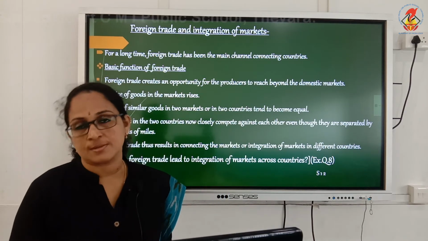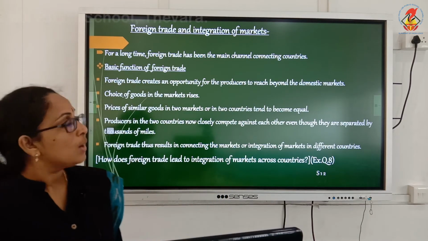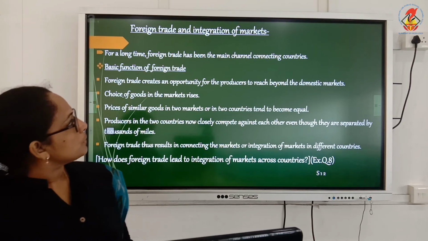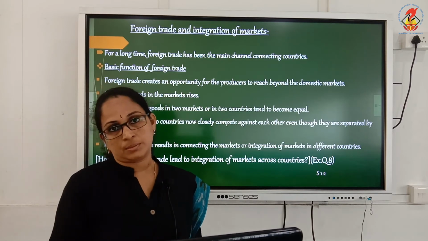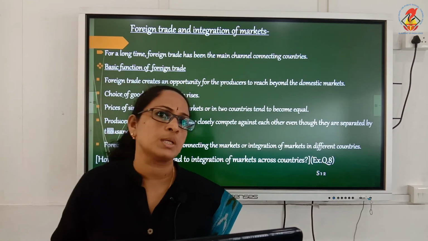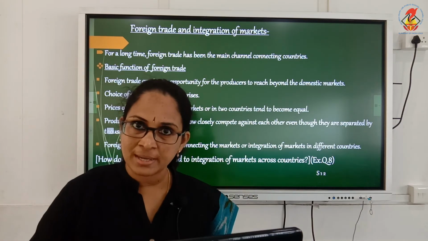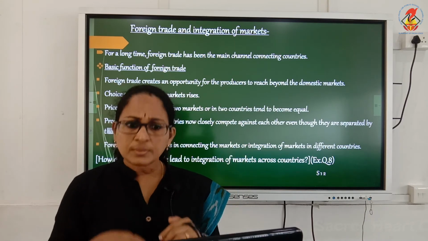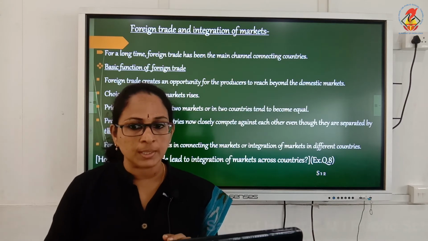Coming to the functions, to understand this topic we need to explain the functions of foreign trade, children. Foreign trade creates an opportunity for the producers to reach beyond the domestic market. That means now the Indian producers are not producing for the Indian market, because after globalization our products are moving globally. So producers are not producing for the domestic market only.